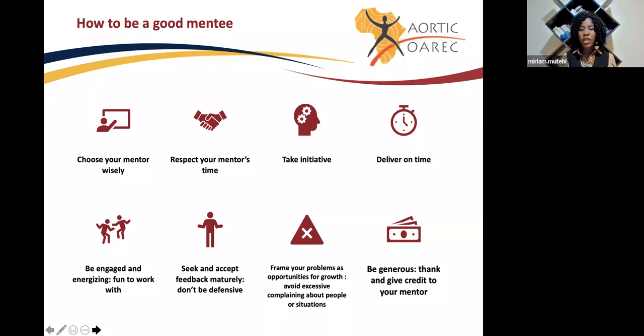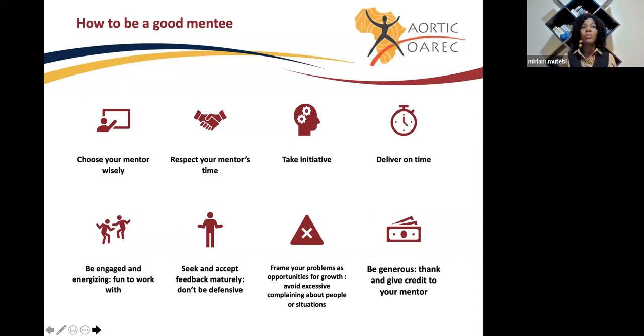Again, be engaging, energizing, fun to work with. Keep sending prompts to your mentor. Suggest areas or potential projects that you can perhaps work on together. Deliver on time. I think Nazik always says, under promise but over deliver, and that's a good maxim to have. Again, seek and accept feedback maturely.